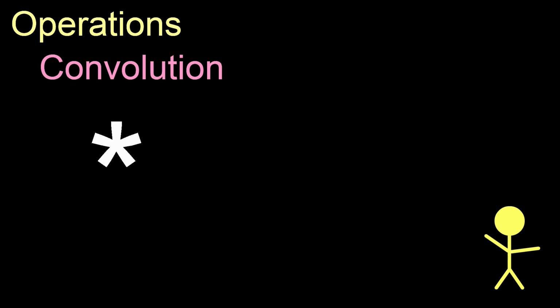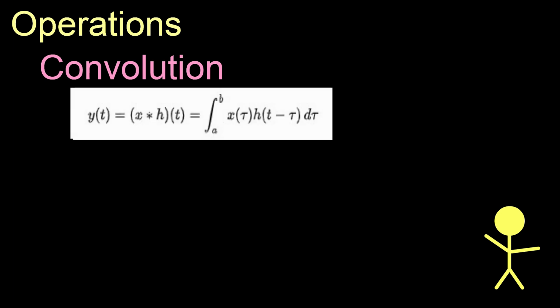This star is a symbol for convolution. This equation is a mathematical representation. The weird t is called tau, and it represents the phase shift. Mathematically, convolution is the integral of the product of two functions after one is reversed along the y-axis. The integral is evaluated for all values of shift, and the function h is reversed and shifted.